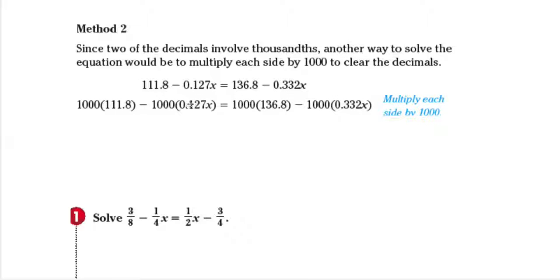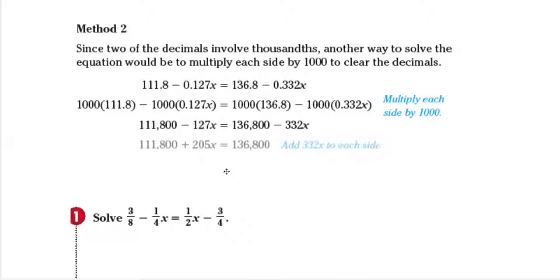If it's the thousandths place, you simply multiply both sides by 1,000. If you do that, all the decimals will disappear, but you'll end up with bigger numbers. You have 111,800 minus 127x equals 136,800 minus 332x. And the same thing applies.